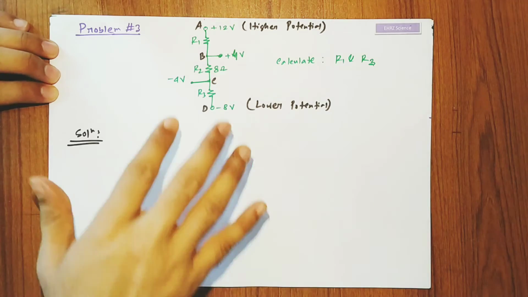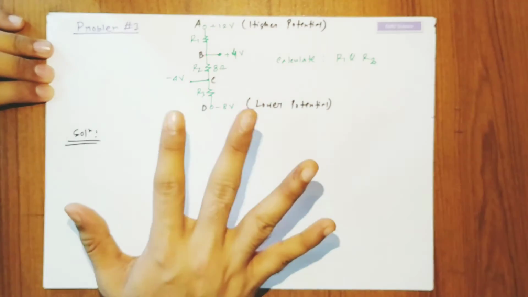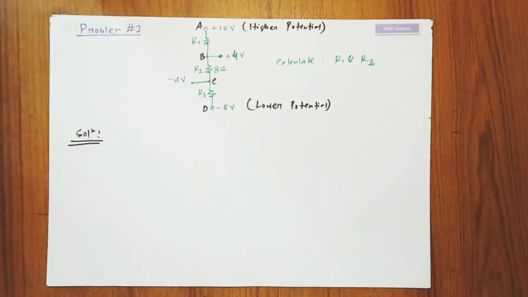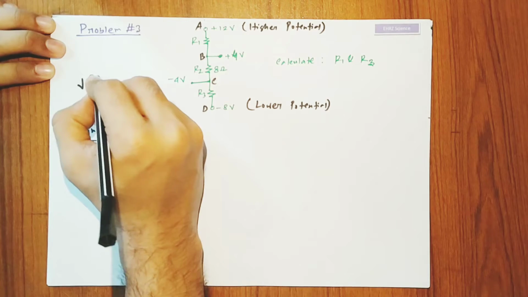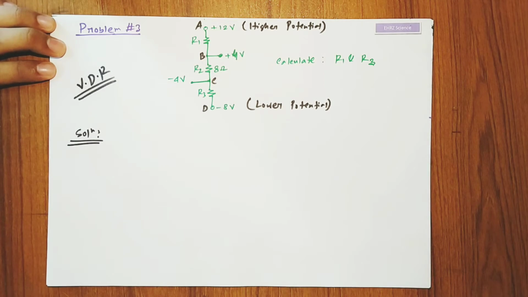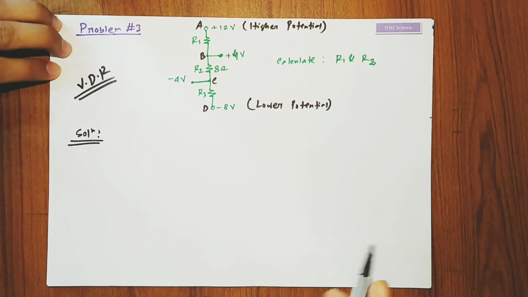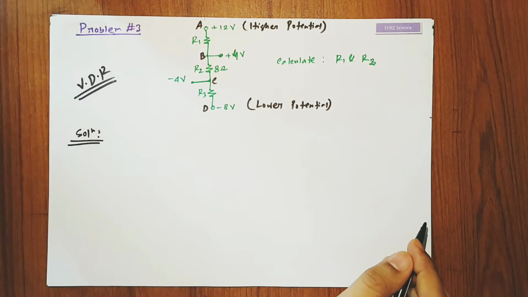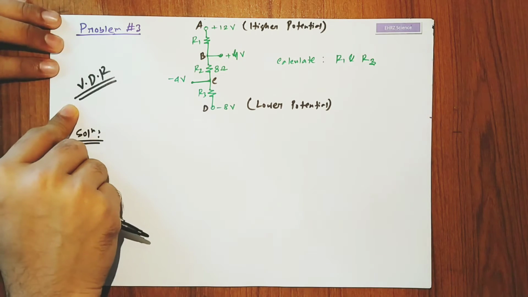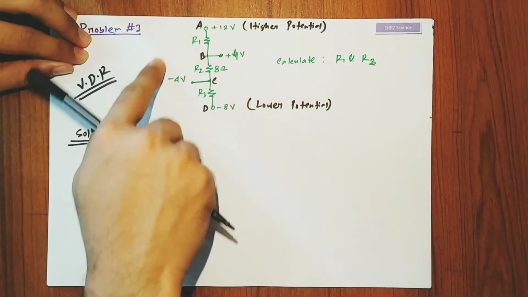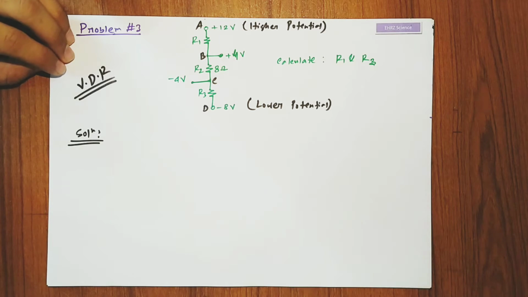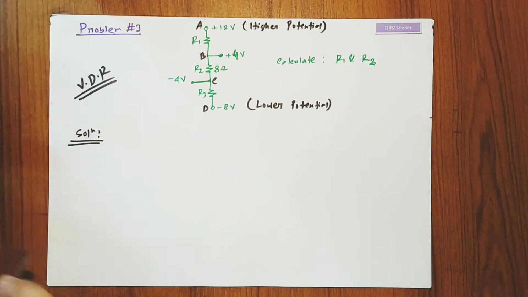Since no source voltage is given in this circuit, we cannot apply VDR. If we want to apply VDR, we need to know the value of the source voltage first. Since it is not given, we cannot apply the voltage difference rule to calculate this problem. But we have some other clues.